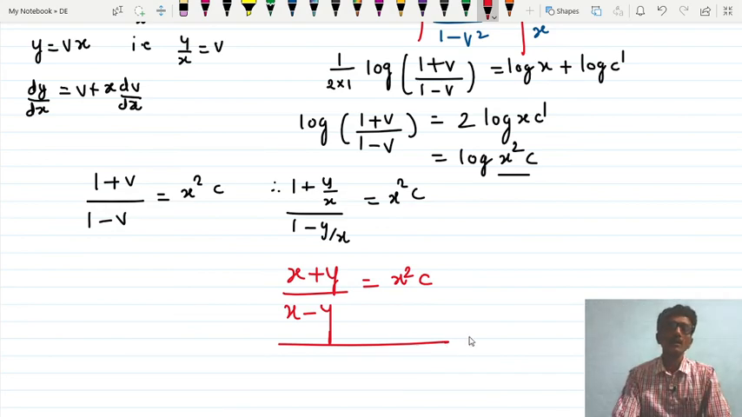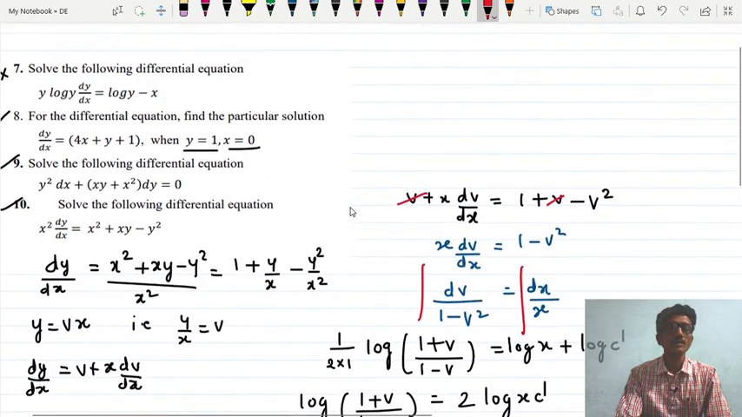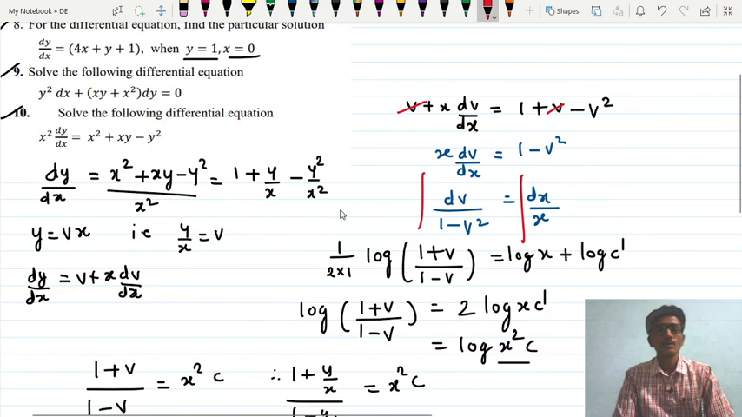So here we have completed all these 10 questions. The last exercise, the last question, that is the 5th question of the question bank.